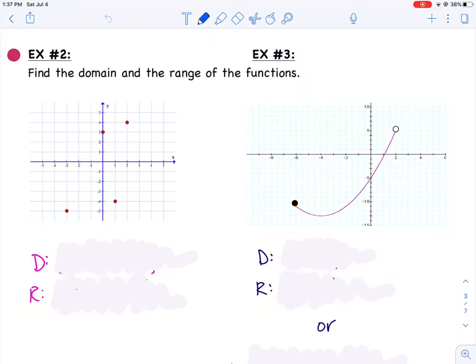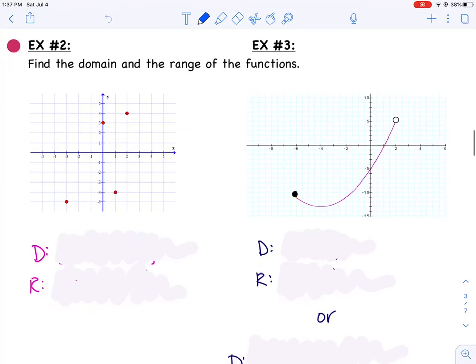Okay, now that we've talked about domain and range and the two different notations we can use to state the domain and range, set builder notation and interval notation, let's look at a few graphs and see if we can determine what the domain and range is by just looking at their graphs.